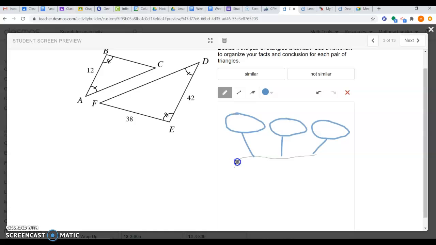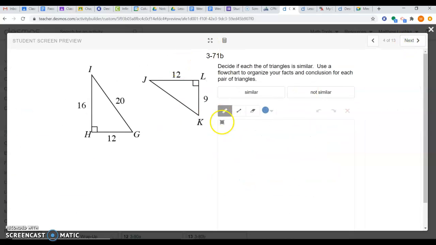And remember, your conclusion is always a similarity statement: triangle blank blank blank is similar to triangle blank blank blank. And then down low below, you have to say that it is either angle-angle or side-angle-side. And that's for these triangles right here. As you move along, you'll see some other examples.